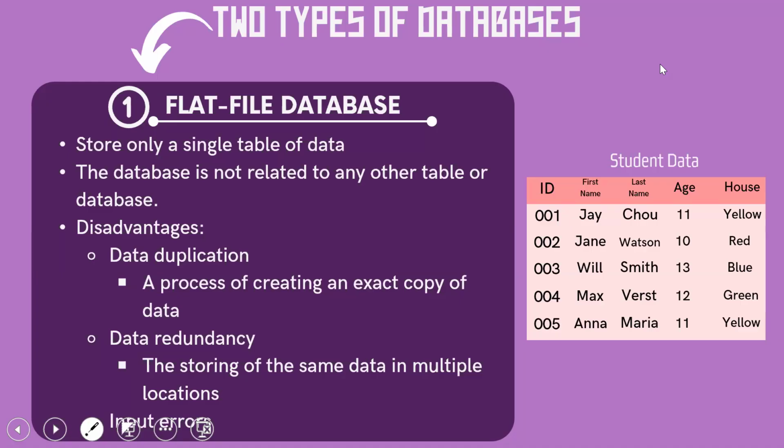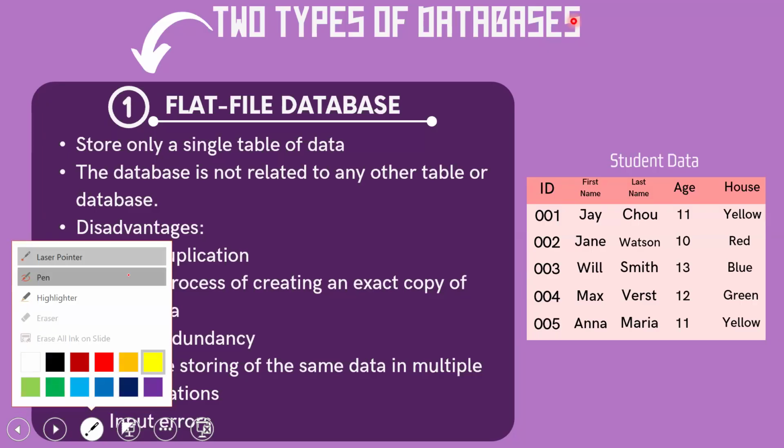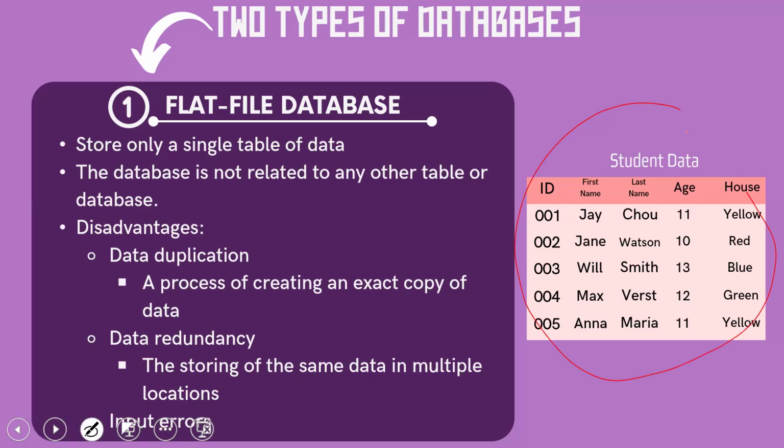The two types of databases we are going to talk about: the flat file database. Now this is important for us. This stores only a single table of data. Although Microsoft Access is not a single file database, we're going to make it a single file database and work on it. The database is not related to any other table or database, which means that it is not going to reference or call anything from outside. So if it is a single database over here, as you can see, it's a single database over here.